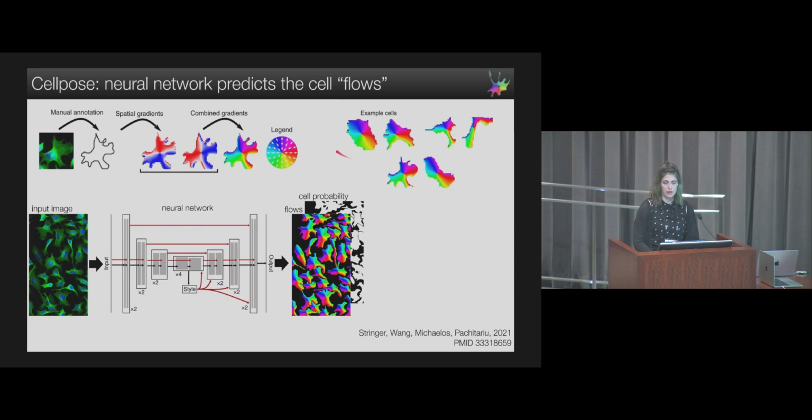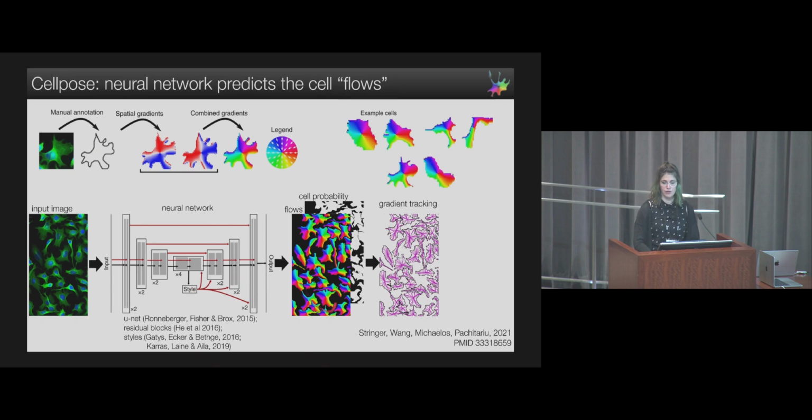So we trained a neural network to take as input cellular images and output these flows, and also a cell probability map of zeros and ones. This is the original Cellpose. We used a UNet and then added residual blocks for more capacity, and also these style vectors, which we use for size estimation.